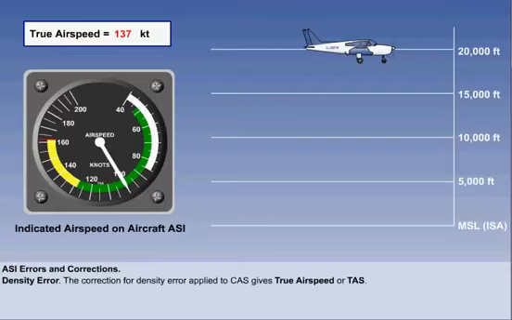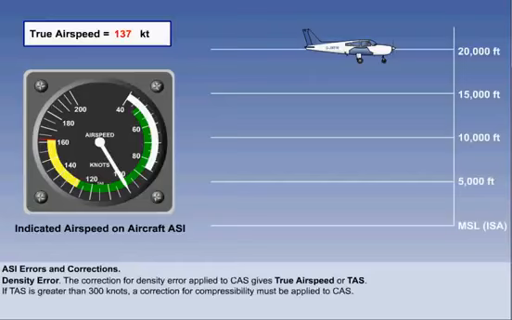Earlier in the lesson, we saw that the ASI is actually reading dynamic pressure, displayed as airspeed, and we saw that the indicated airspeed will only be the same as the true airspeed at the air density of 1,225 grams per cubic meter. At air densities other than this density, the ASI will not indicate the true airspeed, or TAS. This is known as the density error, and density error can cause the ASI to underread the TAS by a considerable amount as altitude is gained.